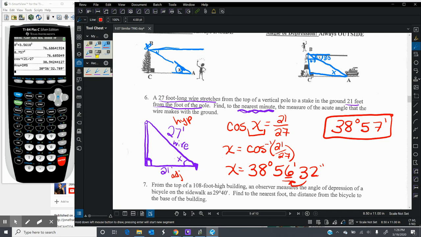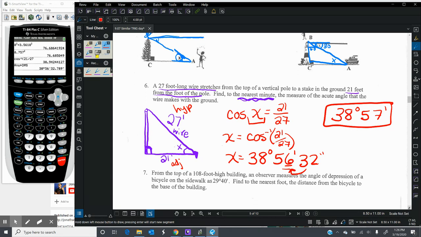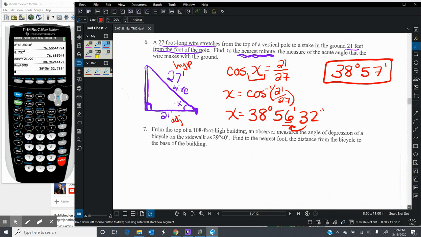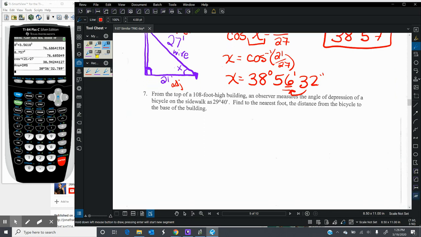Okay. Now, if you'd like to try number 7 on your own, I invite you to do so. I'm going to give you the final answer here. Should be 190 feet.